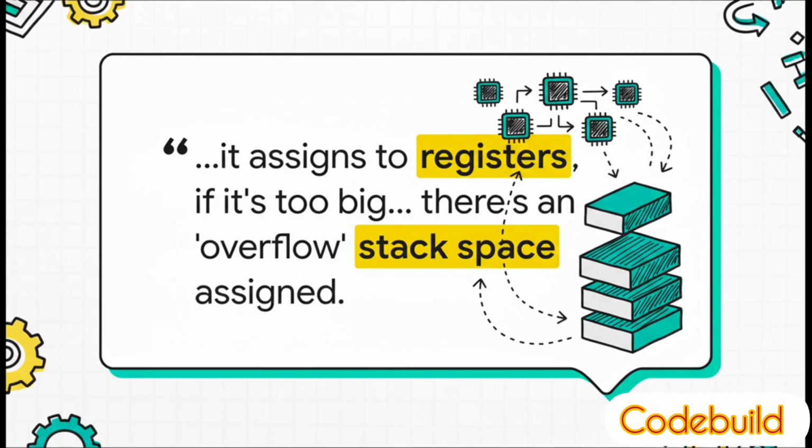Think of return values into those pockets first. If the values are too big or there aren't enough pockets, it just sets aside a little space on the stack, the function's main workspace, and puts them there. It's a really efficient system that uses the best tool for the job.